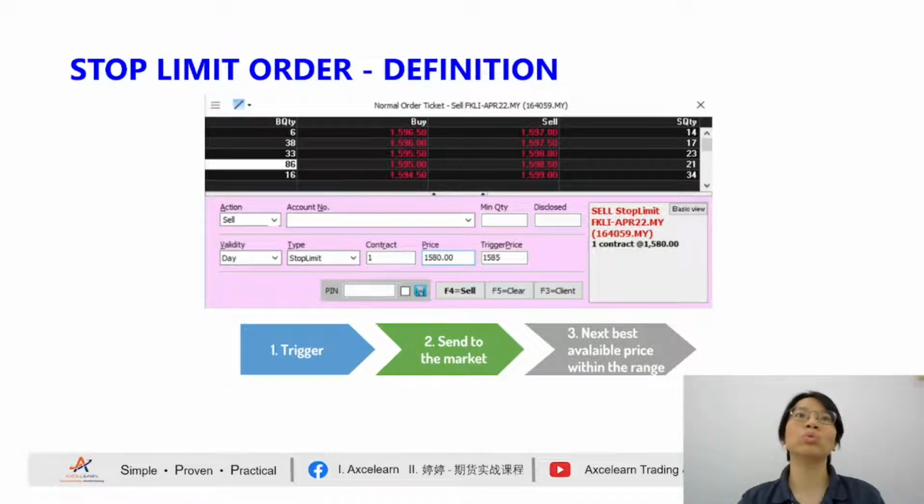Instead, like stop orders, when you are triggered, no matter what the price being given is, we will still take it. For example, maybe the price is 20 points out of the range, but we are still going to take it. But this stop limit is when we set our stop, when it is triggered, they give me the next best available price. This next best available price, we still limit within a range.